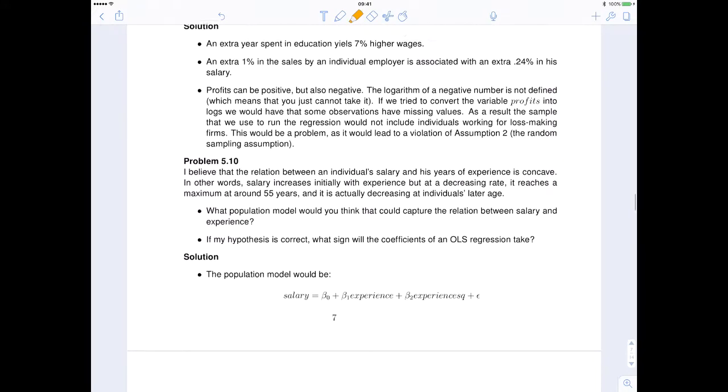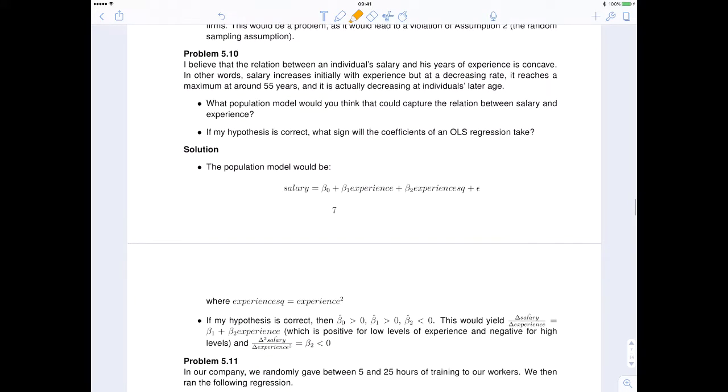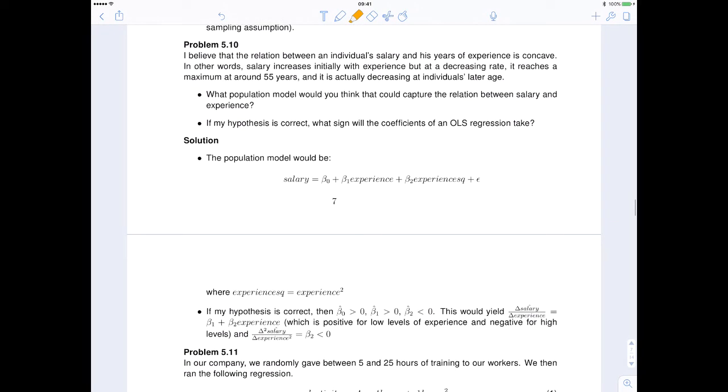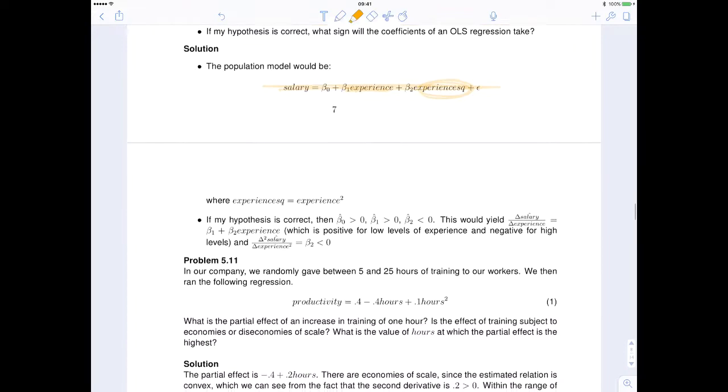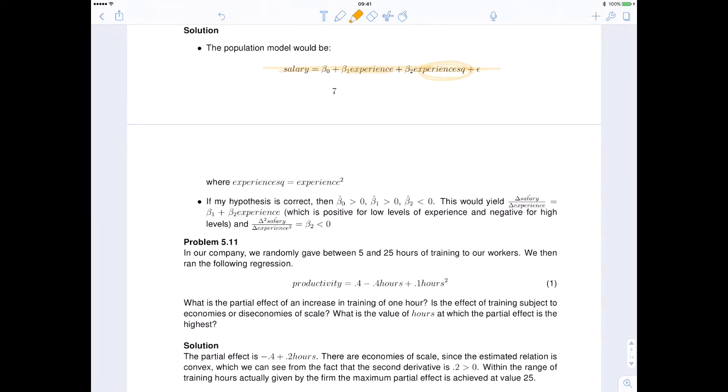Okay, 5.10. I believe that the relationship between an individual's salary and his years of experience is concave. In other words, salary increases initially with experience, but at a decreasing rate. It reaches the maximum at around 55 years. What population model would you think would capture the relation between salary and experience? Because you want something that's concave, you need to have quadratic bits in that, okay? So you have experience and you have experience square. So those quadratic bits are going to be important.